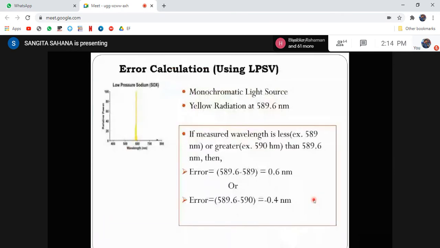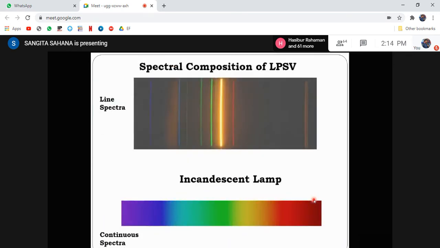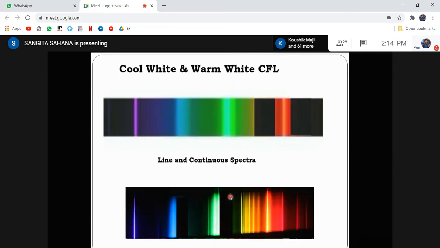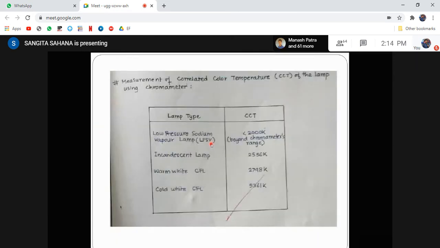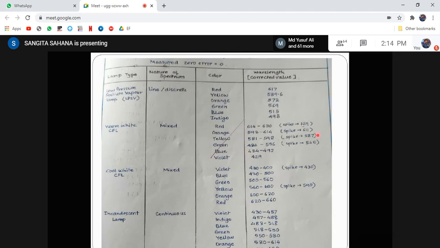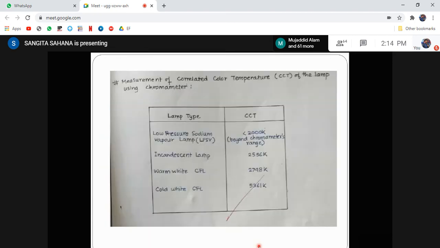But in that case also, due to the property of the lamp, due to the light generation phenomena of the lamp, due to the gas discharge phenomena of the CFL, we have the continuous spectra in case of incandescent lamp and the mixed spectra in case of CFL lamp. So although these two values are very close to each other, the constituent wavelengths in case of warm white CFL and the incandescent lamp are very different. So this is all about the experimental part.